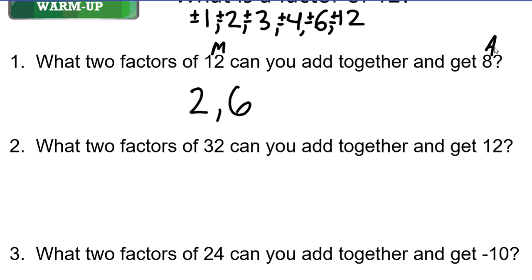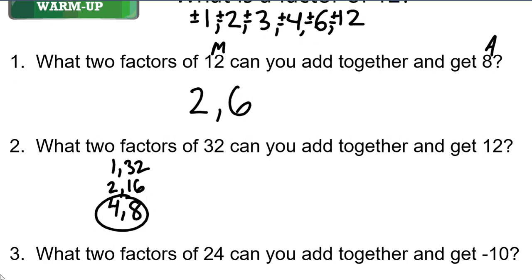What about two factors of 32 that I can add together to get to 12? What are factors of 32? Well, 1 and 32. 2 and 16. 3 doesn't, but 4 does. 4 and 8, and I believe that's all of them. The ones that we're looking for are 4 and 8. 4 and 8 will multiply to make 32 and add up to be 12.